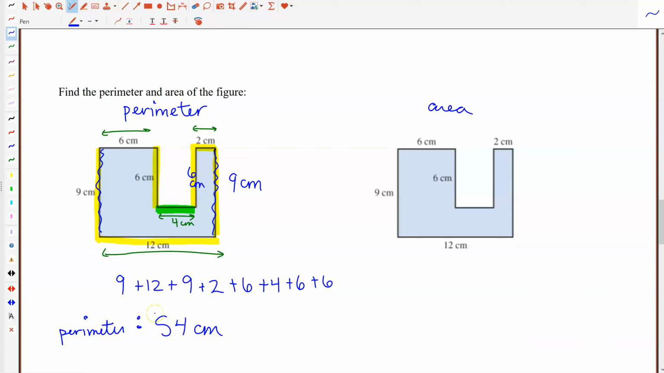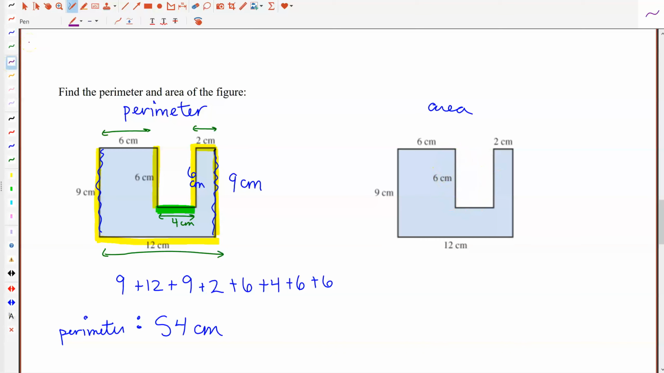So let's talk now about area. For area, I want to find the amount of space inside of the figure. There's a couple different ways we could do it. We could break this up into sub-pieces and find the area of each piece, or we could try to find the area of the whole thing and subtract out the piece that got removed. So maybe I'll show you both methods.